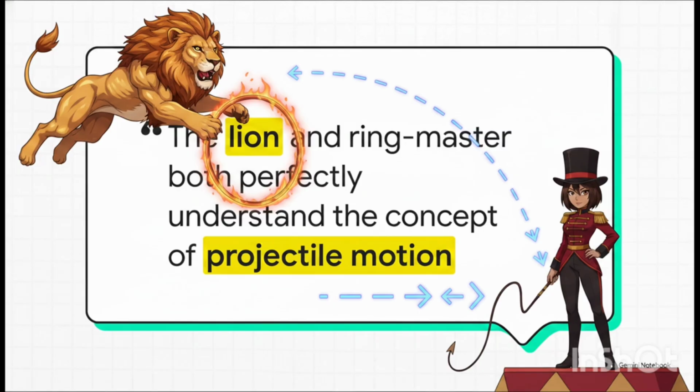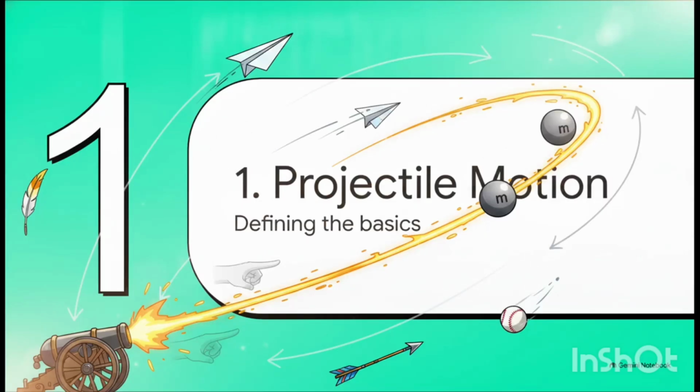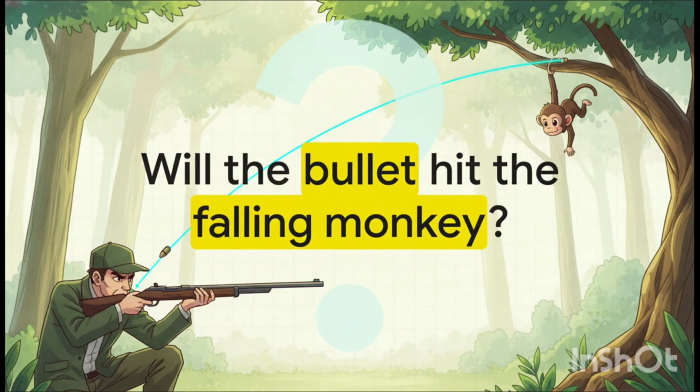Section 1. What is projectile motion? Okay, so in physics, a projectile is literally just any body in flight through the atmosphere that isn't being propelled by fuel.